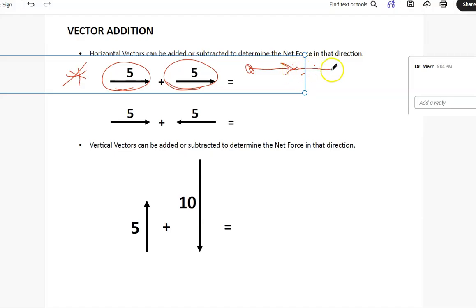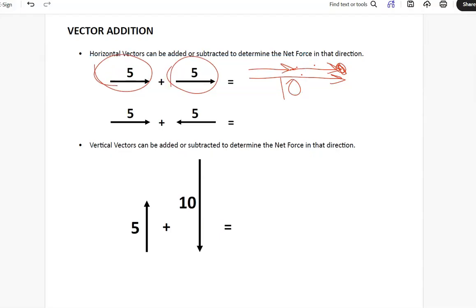And you just draw the next vector, and it tells you where you end up. Well, the sum of those vectors is a 10-unit vector to the right. But what if the vectors are in opposite directions? Well, if they're opposite directions, that means they're going to start canceling each other out, either partially or completely.